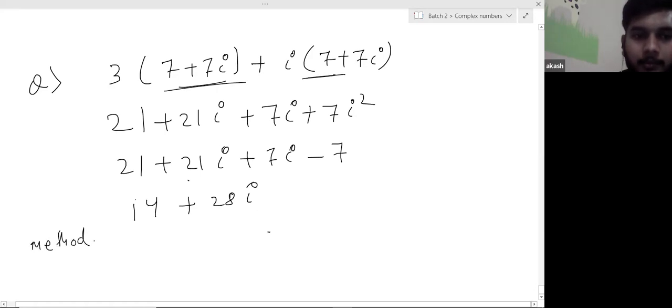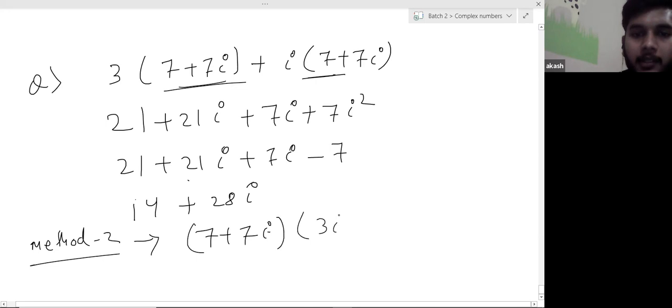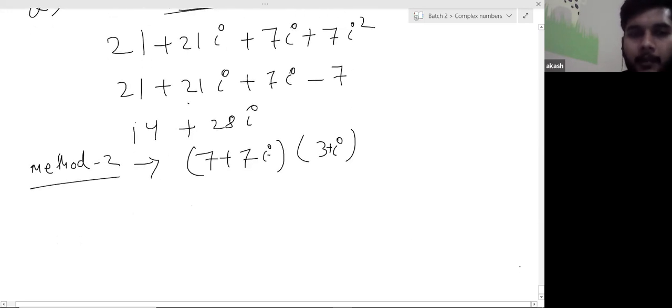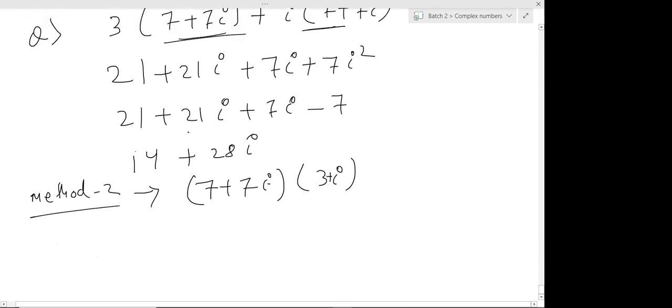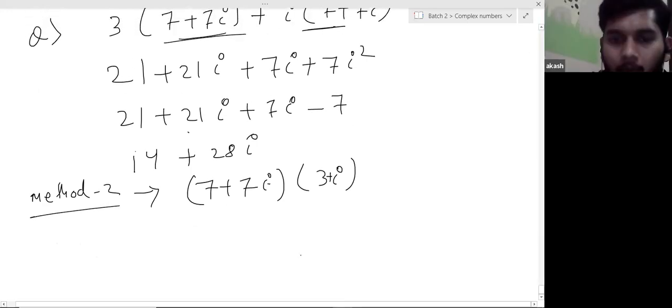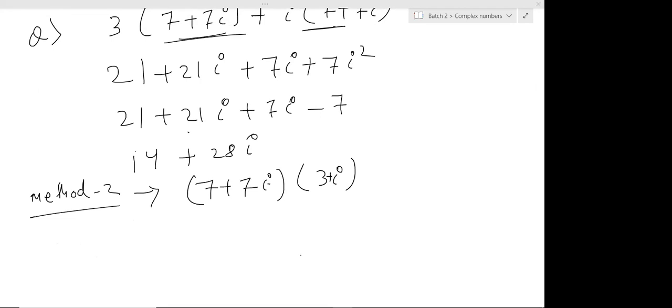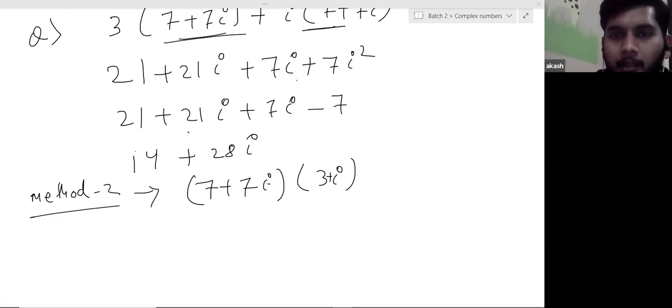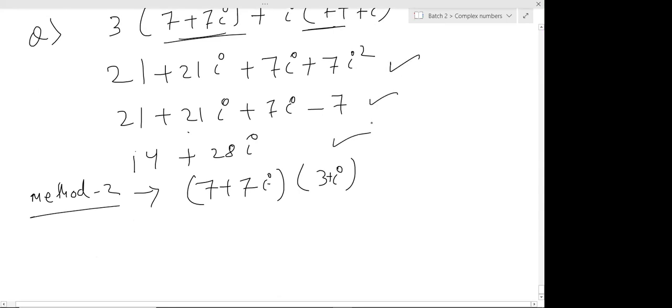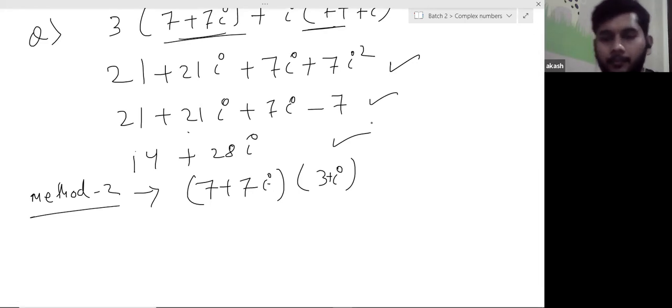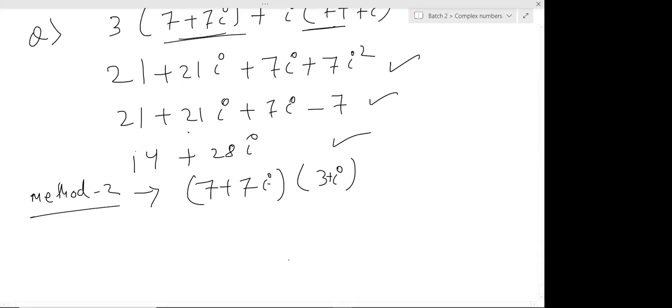Method 2. Take this common. So you have 3i, 3 plus i, sorry. Again, you have to multiply. So the same thing. All right. Clear? Everyone is clear about this? What I did? Sir, I simply multiplied. Yes, the multiplication. Okay. Note it down.